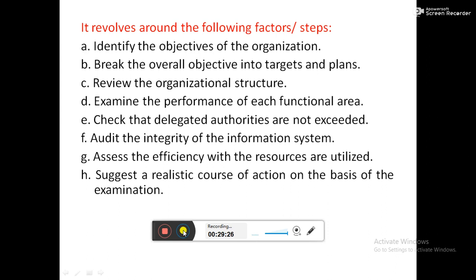In the next step, the auditor has to audit the integrity of the information system. Then in the next step, he has to assess the efficiency with the utilization of resources. Then in the last step, he has to suggest a realistic course of action on the basis of the examination.